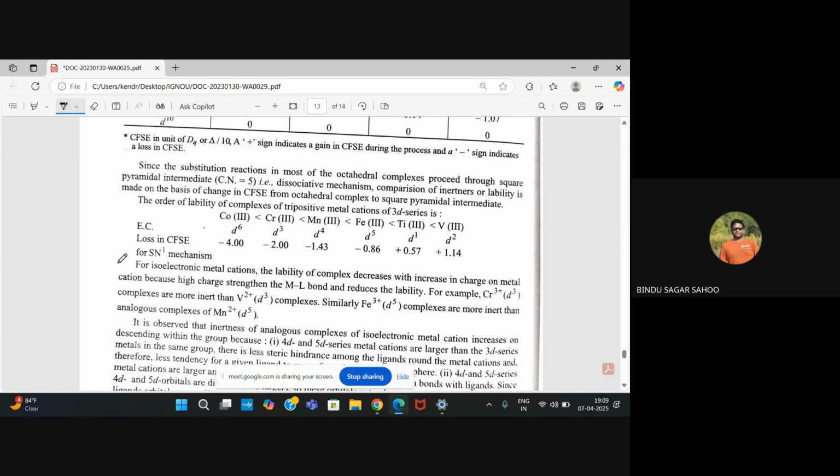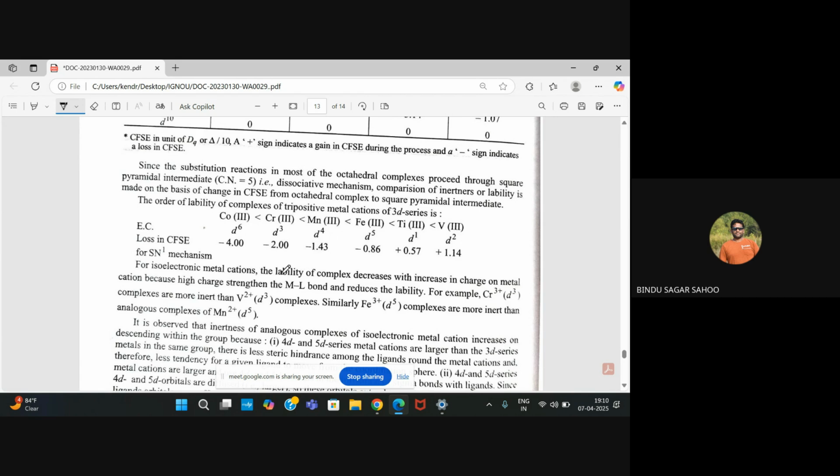Secondly, if isoelectronic metal cations are present in a complex, isoelectronic meaning a similar number of electrons, and here we particularly discuss a similar number of d electrons between two metal complexes, which one will be labile and which one inert? You can see here chromium 3. When I write chromium 3, that means there are 3 electrons in the d shell. For vanadium 2 plus, also there are 3 electrons in the d shell. So out of these two complexes, which one will be labile and which one inert?